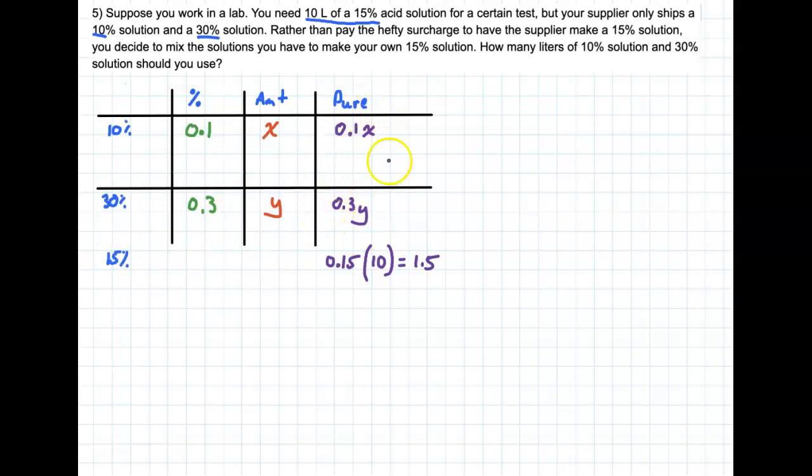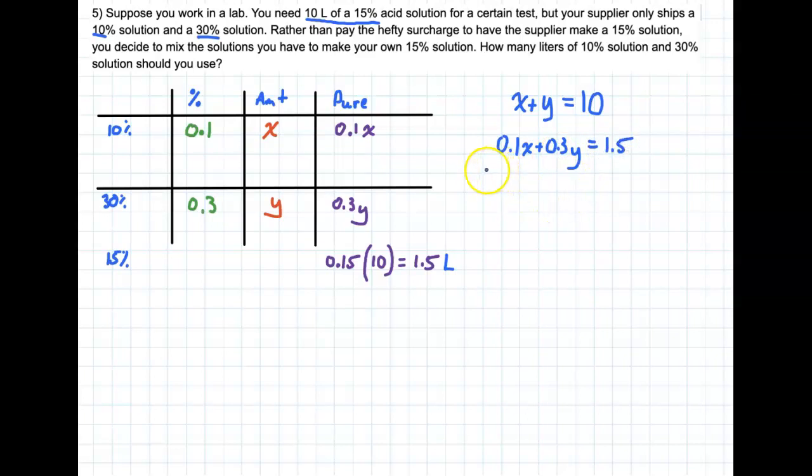we're going to add, first of all, we have a total of 10 liters. So whatever amount we have of x and y is going to be 10 liters. Okay, so that we can set up our equations over here. So we have x plus y equal to 10 liters. And then we've also got the pure amount is going to give us a total of 1.5 liters right here. So we've got 0.1x plus 0.3y is equal to 1.5.